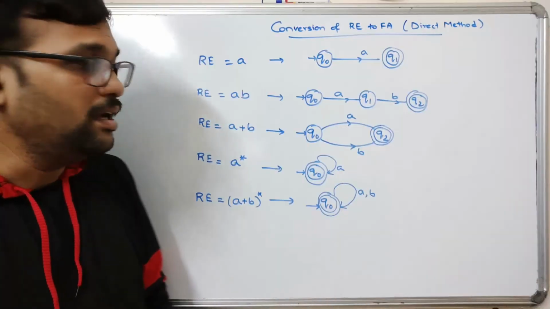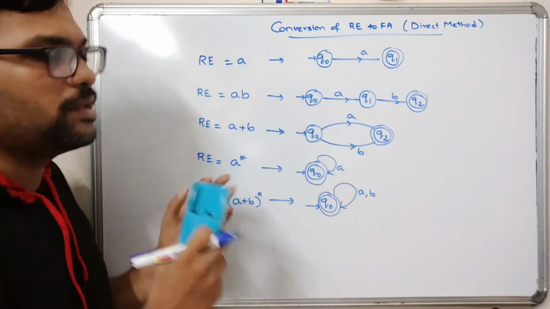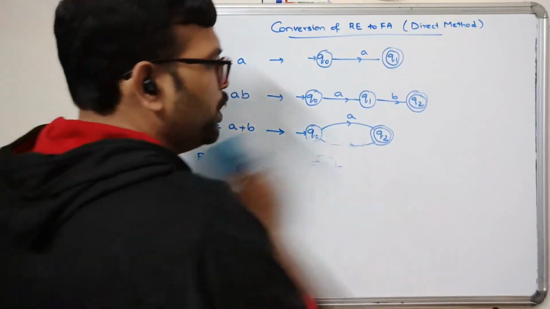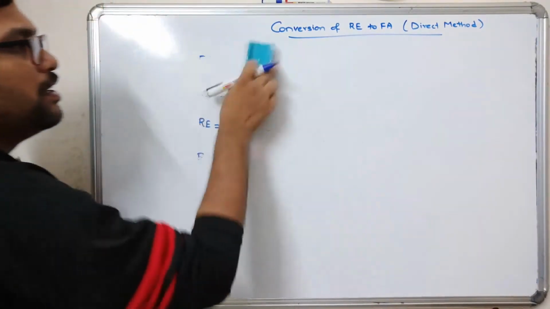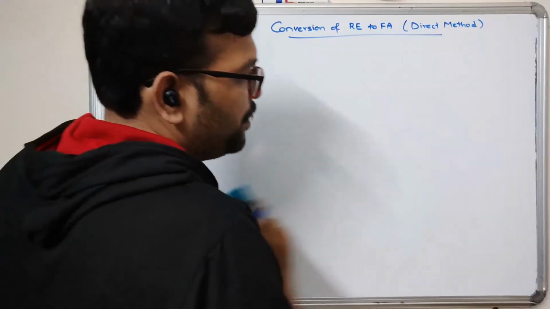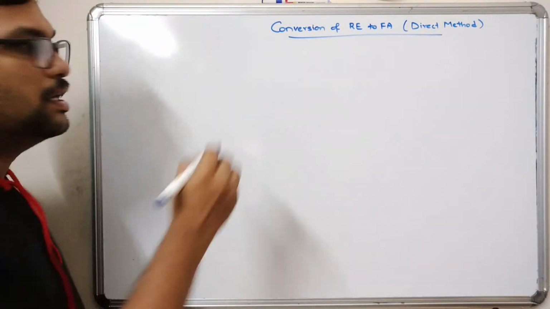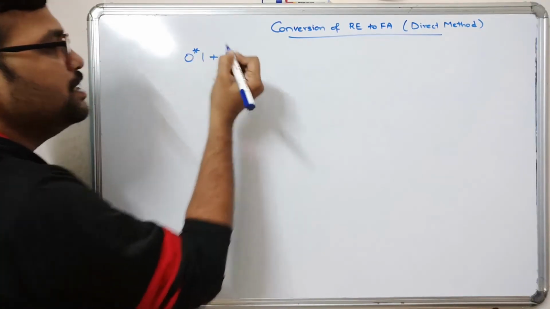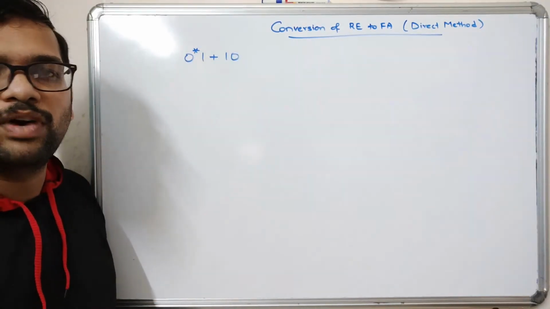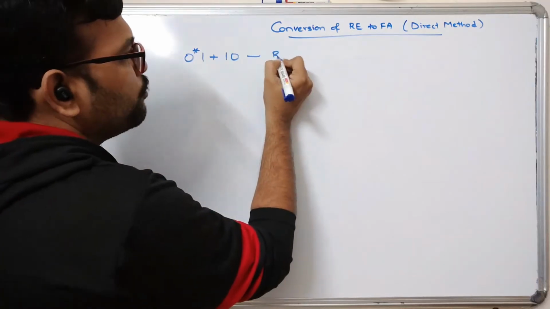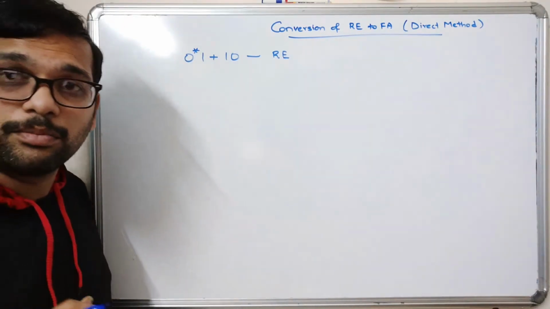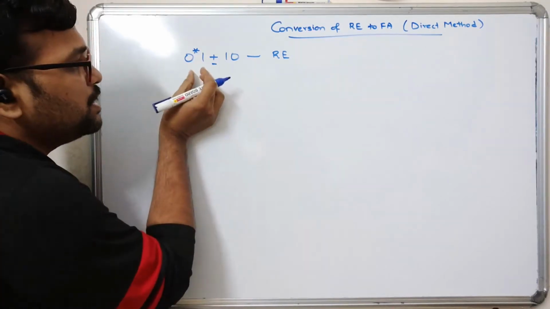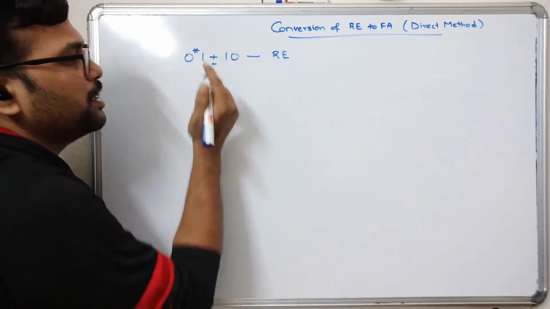Now we'll see the finite automata for slightly more complex regular expressions. We'll see two examples and solve them. We'll construct the finite automata. Example 1 is 0 star 1 plus 1 0, that is 0 star 1 plus 10. This is the regular expression, and we need to find the finite automata. You can observe the plus here, so there is one portion and another portion of the regular expression.